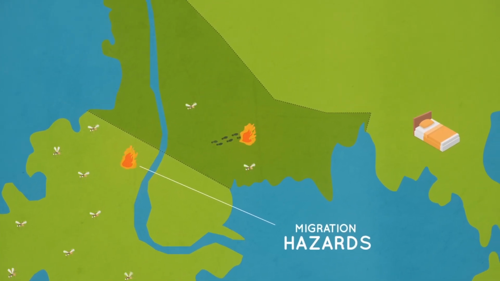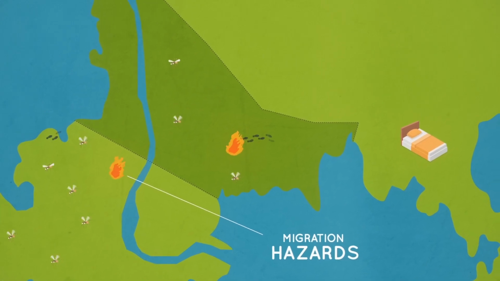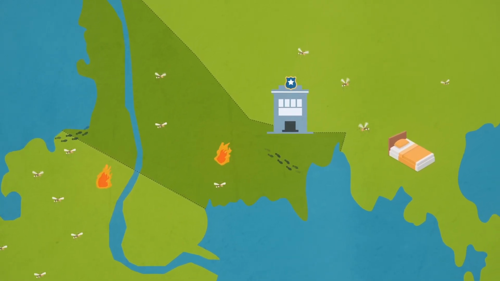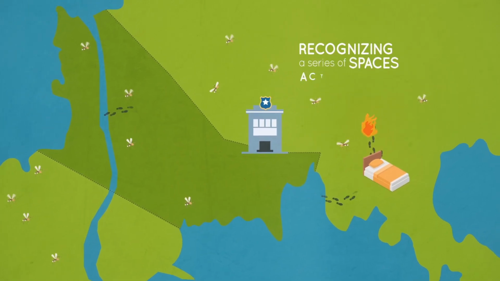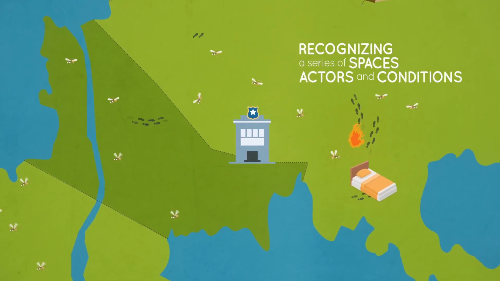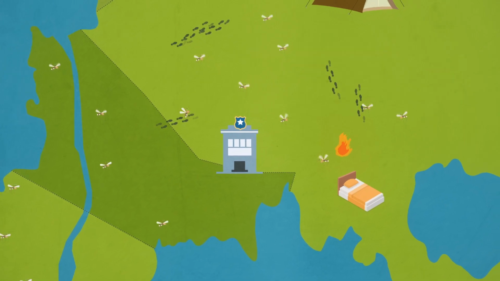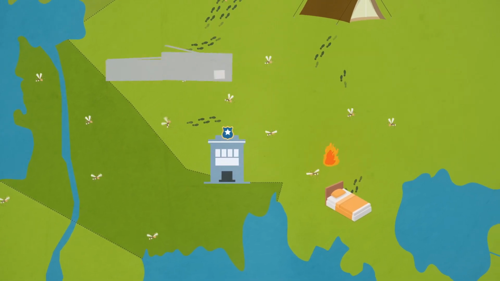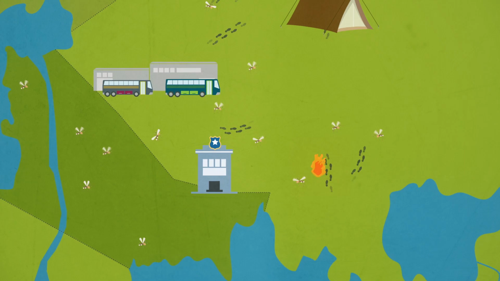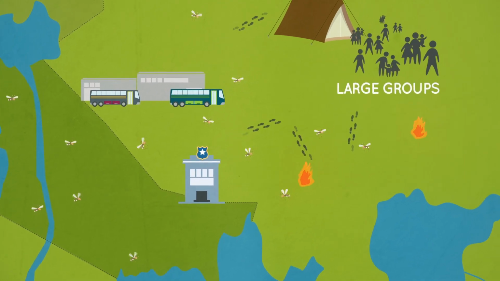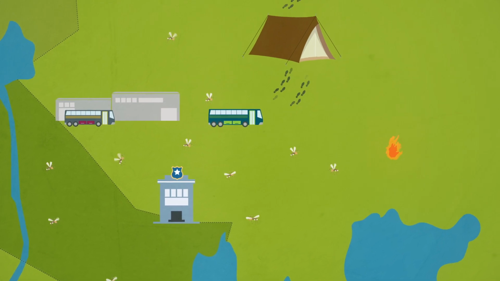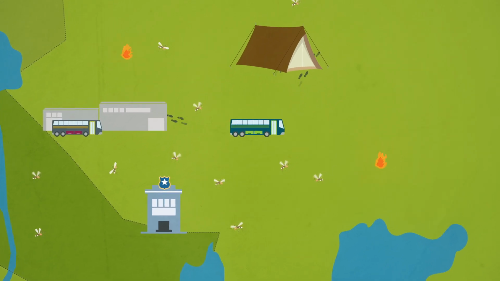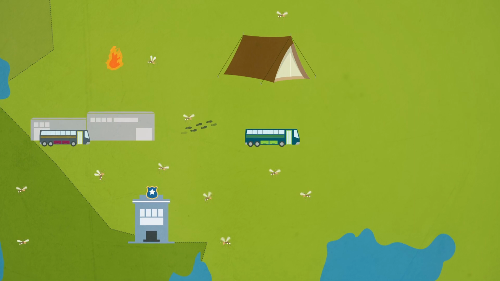That's right. Managing health, mobility, and borders means much more than monitoring a border checkpoint between two countries. It means recognizing a series of spaces, actors, and conditions that are part of the ever-changing and complex continuum of human mobility. Migration usually occurs in large groups of people who use multiple routes, unregulated border crossings, invisible paths, and various transportation systems that can be hazardous to migrants' health.